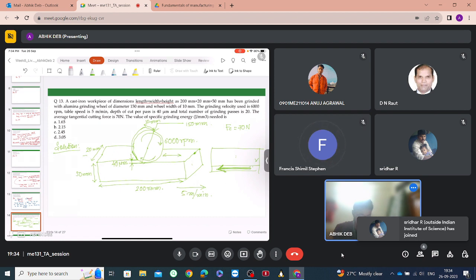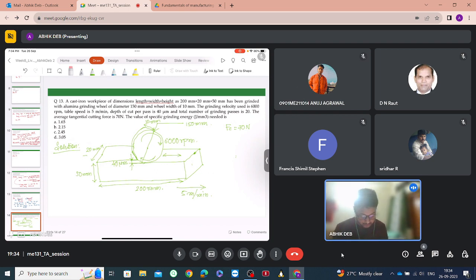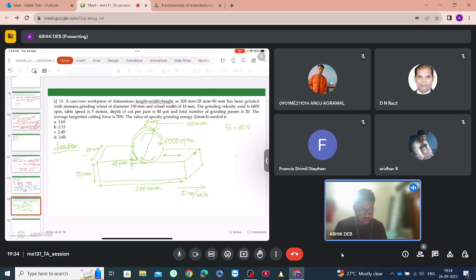Okay, sir. So, is the schematic clear to everybody? Yes, sir. Okay. So, can you tell me how can we find out the MRR?